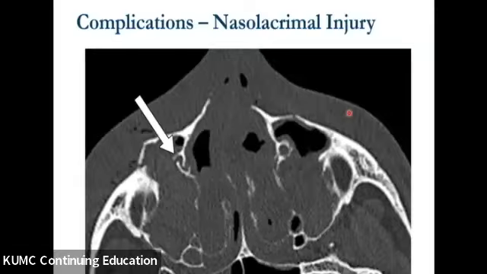And I just kind of threw this in to remind people what a nasolacrimal duct fracture looks like. The number one cause of a traumatic nasolacrimal injury is going to be a nasoorbital pattern of fracture.